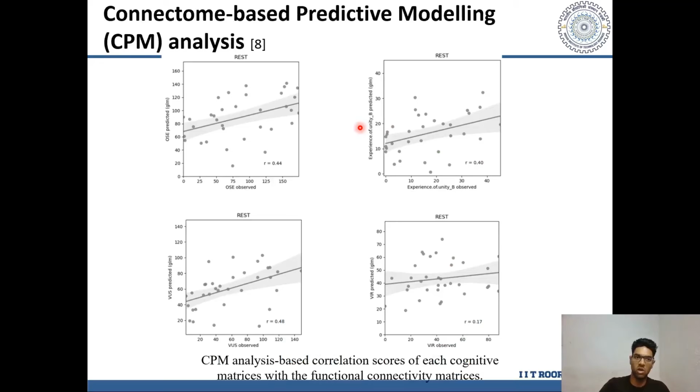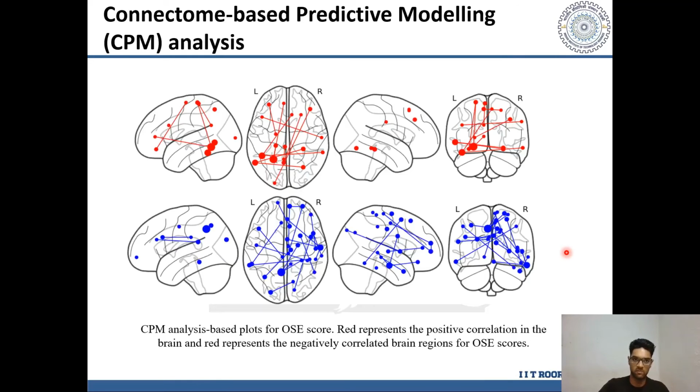That's why we went to connectome-based predictive modeling, which is CPM analysis. Instead of taking just one feature at a time, it takes all 19,900 features, puts a correlation threshold of, let's say, 0.2, selects the regions with correlation greater than 0.2, and then tries to model these cognitive questionnaire matrices. For the OSC score, we have an R value, which is the Pearson correlation, of 0.44, and 0.40 for experience of unity. So we can build models for all of these different matrices.